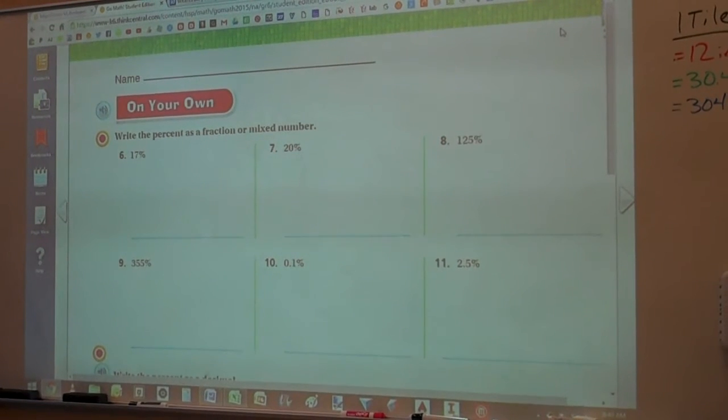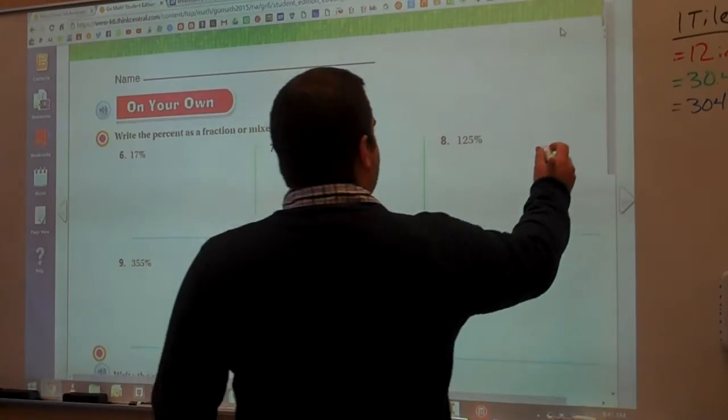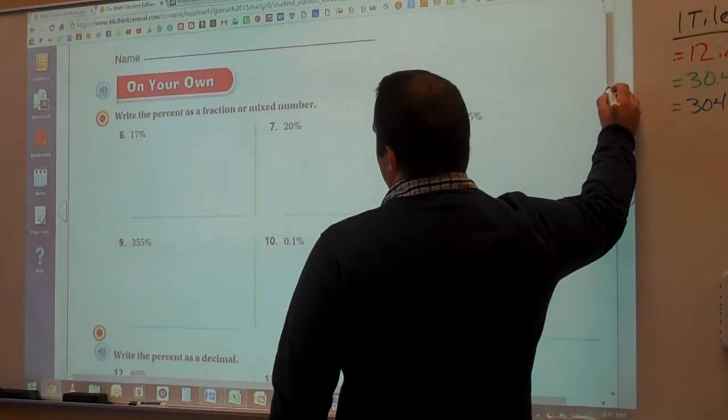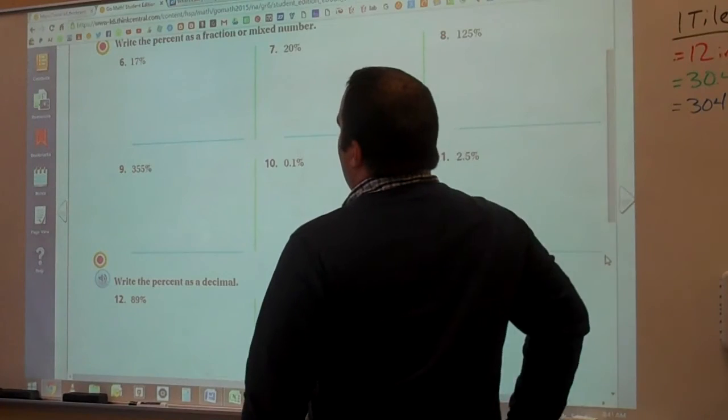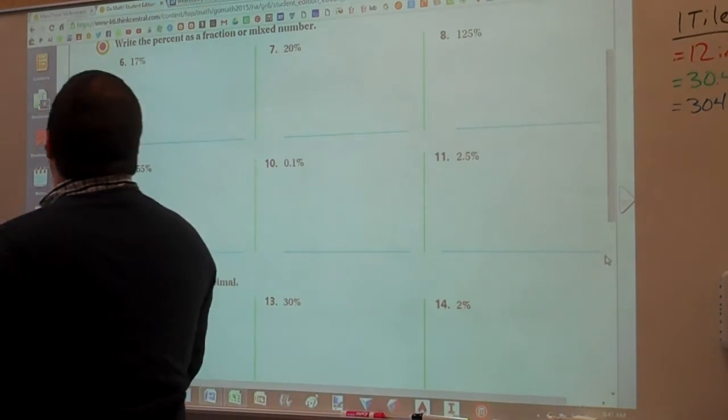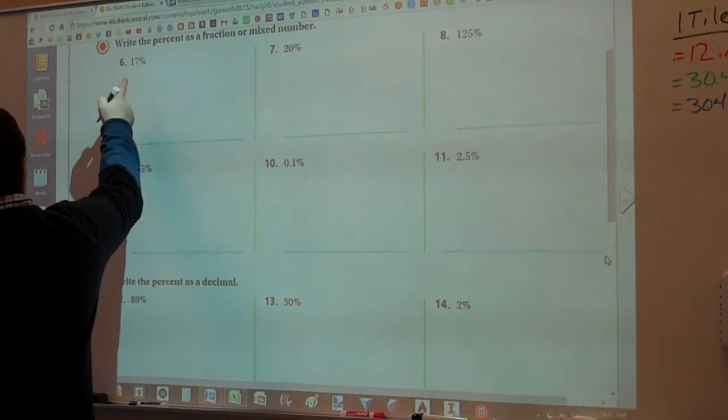Alright, so let's take a look at your homework. We'll start with page 277. I believe we did some of these problems already in class. We did 6 of them already. Write the percent as a fraction or mixed number.